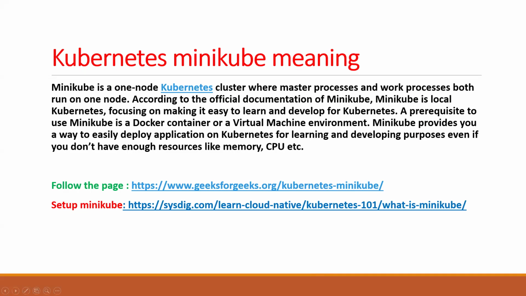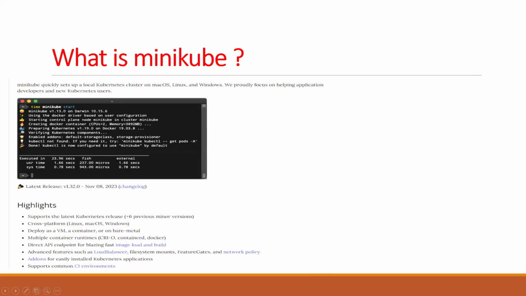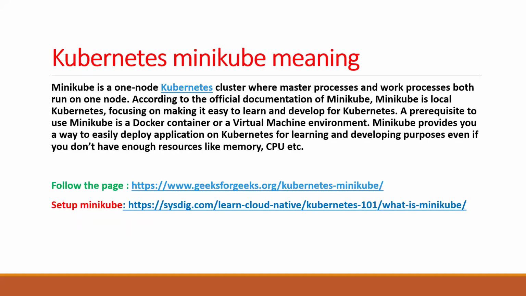Okay, so now you understood Minikube, right, guys? What is Minikube? Minikube quickly sets up a local Kubernetes cluster on macOS, Linux, and Windows. We primarily focus on helping application developers and new Kubernetes users. It supports the latest Kubernetes release, is cross-platform, can deploy a VM, container, or bare metal, and supports multiple container runtimes. It has advanced features such as load balancer, filesystem mounts, feature gates, and network policy, and add-ons are easy.